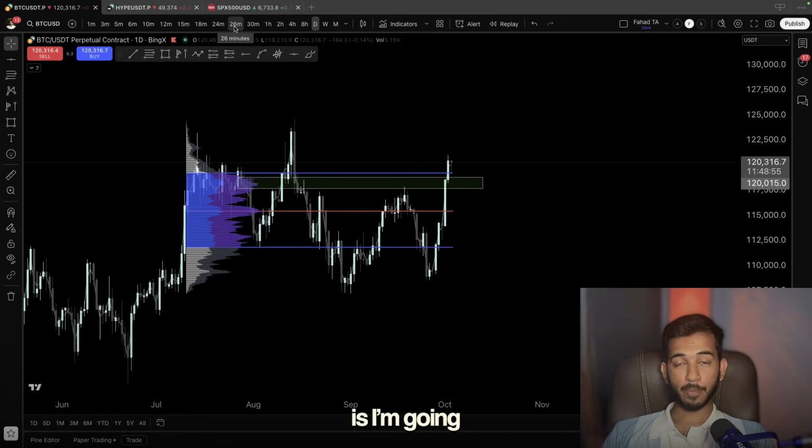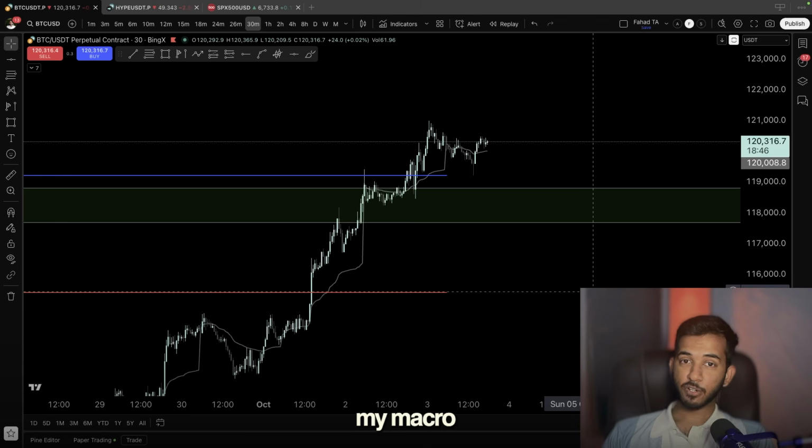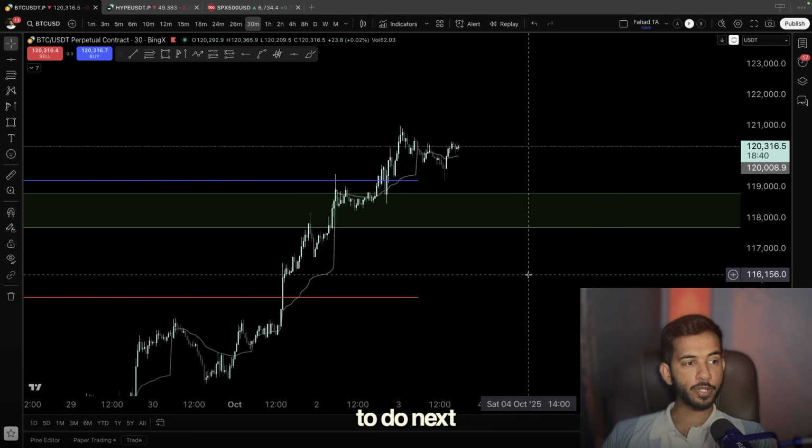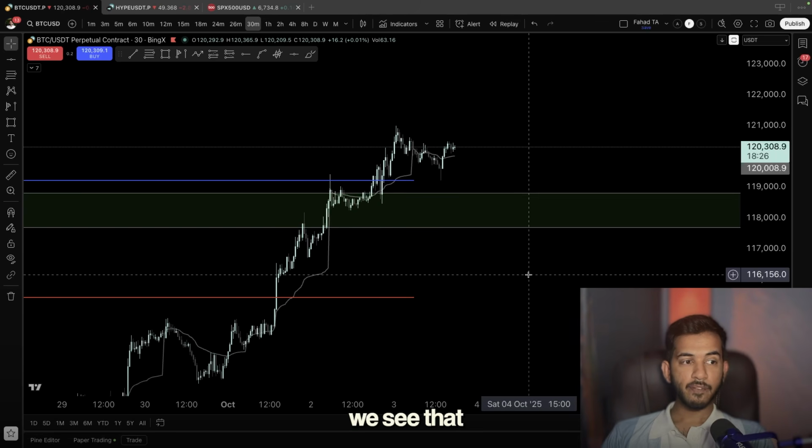Now what I'm going to do is I'm going to switch to a smaller time frame. So when I do this, I have my macro time frame volume area high level. I've got my macro time frame high volume nodes marked as well. Now what I'm going to do next is I'll just look at the price action. I will try to understand what is the trend of the market, and it's pretty clear that on the smaller time frame it's definitely an uptrend. So I'm talking about the internal market structure and not the macro market structure. So that we see that there is clearly an uptrend.